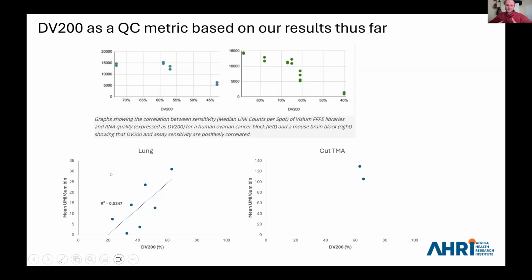We did have discussions with 10x, and it is a sample dependent metric. For example, the gut samples, the TMA example that I've shown, for those TMAs we get a much higher mean UMI per 8 micron bin. For a DV200 of 60%, you get roughly 100 UMIs per bin. And for our 60% lung sample, we get about 30 UMI per 8 micron bin. So the data is still really good and it is usable. And I'll show some of the example data now.